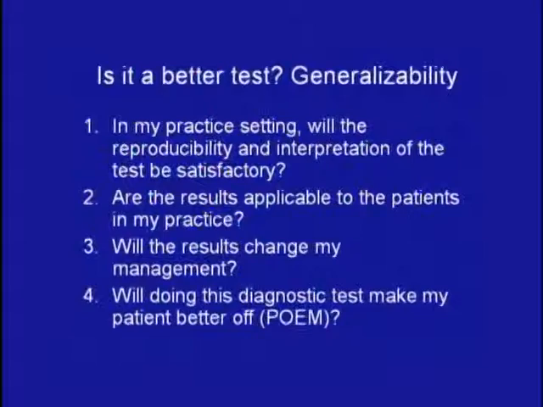The other 3 really are coming back to the key questions about, is it going to even change my management? What are we going to do different depending on whether the test is positive or negative? And ultimately, will doing this test make my patient better off in terms of patient-oriented endpoints that really matter?